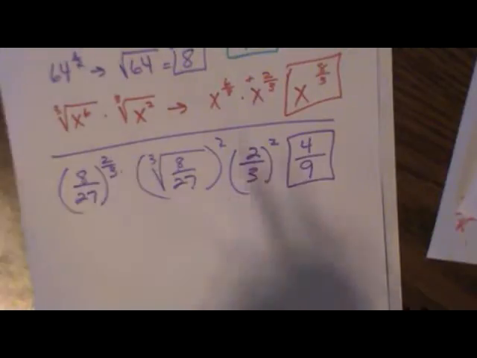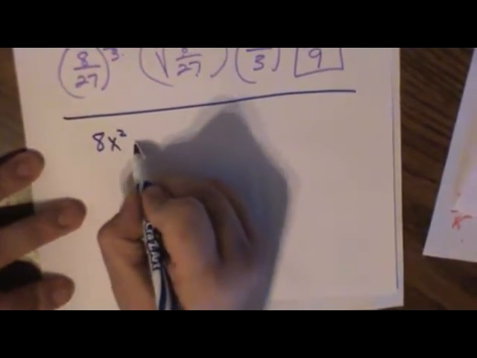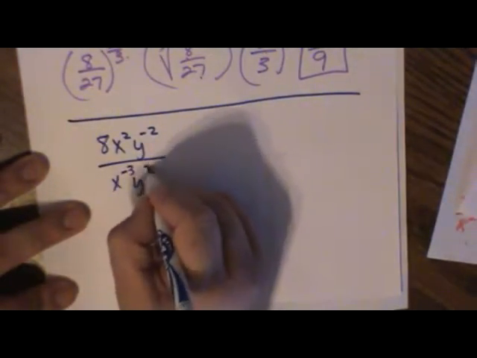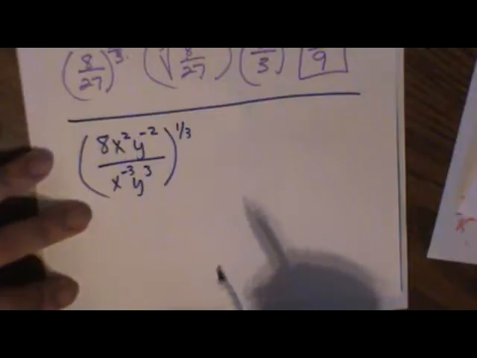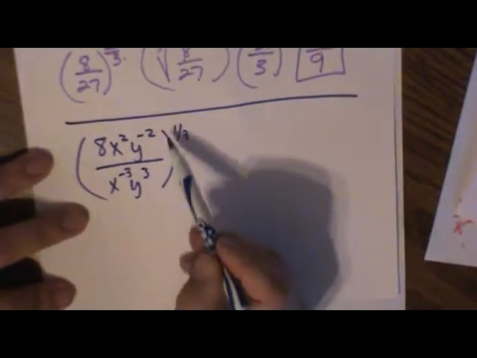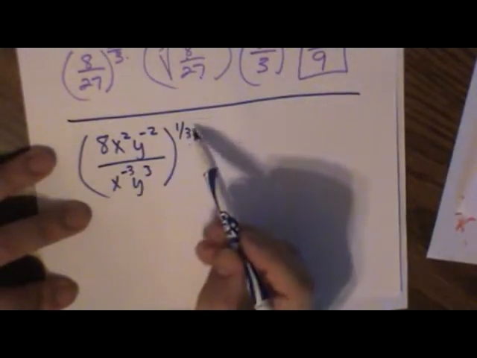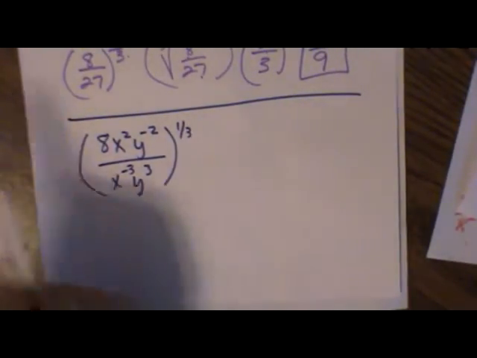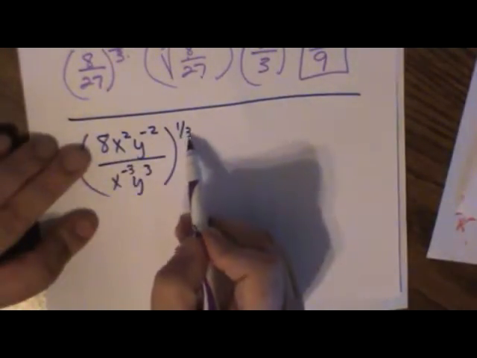Now let's try one that's a little more complex. We have 8 x to the 2nd power, y to the negative 2 over x to the negative 3, y to the 3rd. And all of this is being raised to the 1/3 power. Now, we could take everything inside here and reduce it down and then apply the power. Or we can apply the power to everything and then reduce it down. I'm going to do the second option. I'm going to apply the power through.